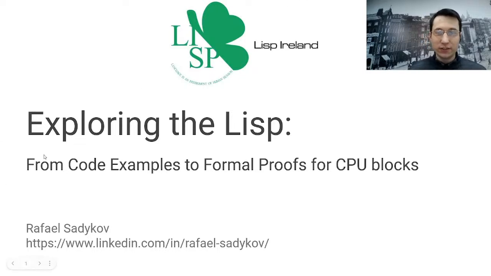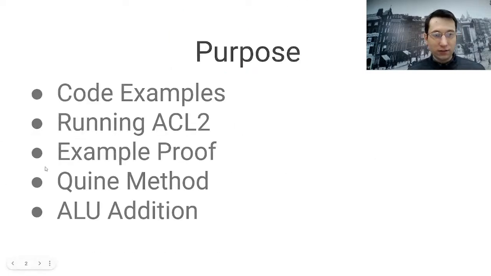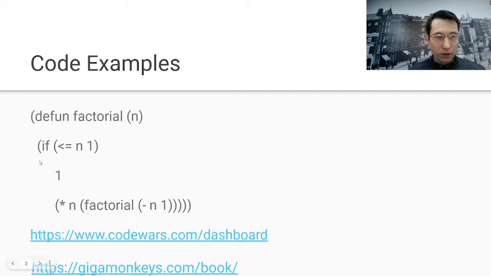So we're here to discuss Lisp, and previously we had code examples. We have tried to run the ACL2 theorem prover, did some example proofs, and I have discussed some theoretical problems about CPU verification and some RTL design problems.